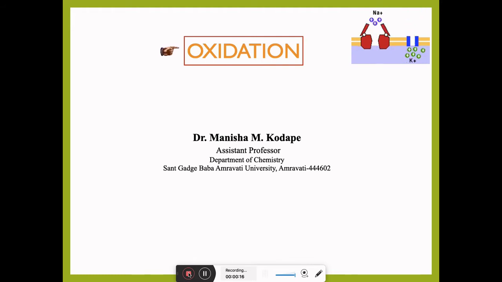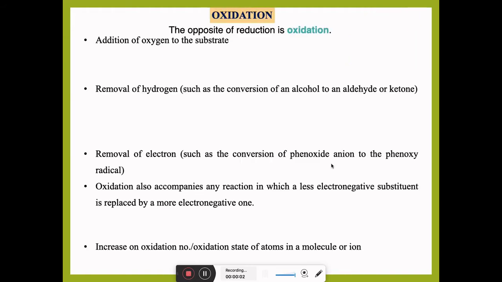We know that whenever we want to synthesize any molecule successfully, we have to apply a correct oxidizing and reducing agent in order to synthesize that molecule. In this course, we are going to learn different oxidizing and reducing agents. Let us begin our course with oxidation. Oxidation is generally the opposite of reduction. We'll define oxidation one by one.